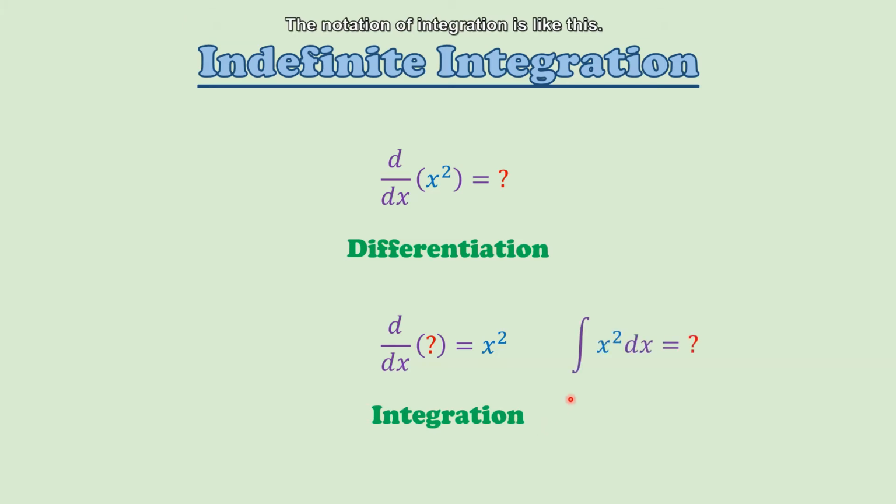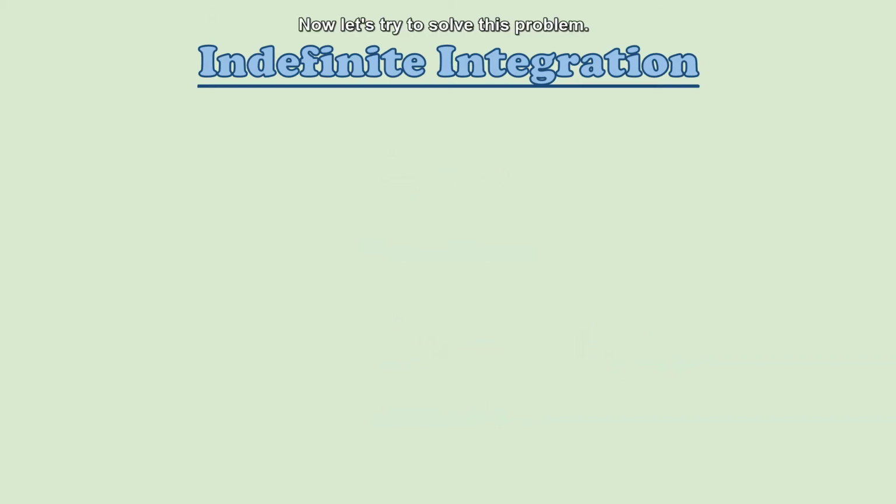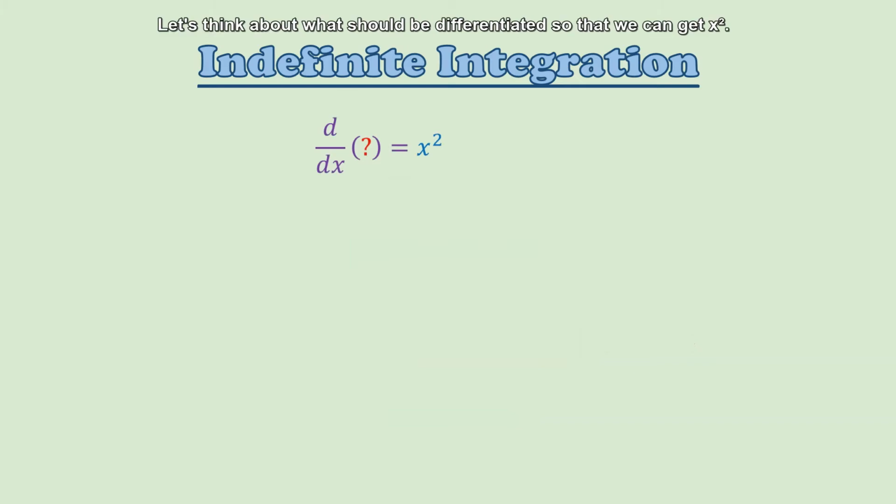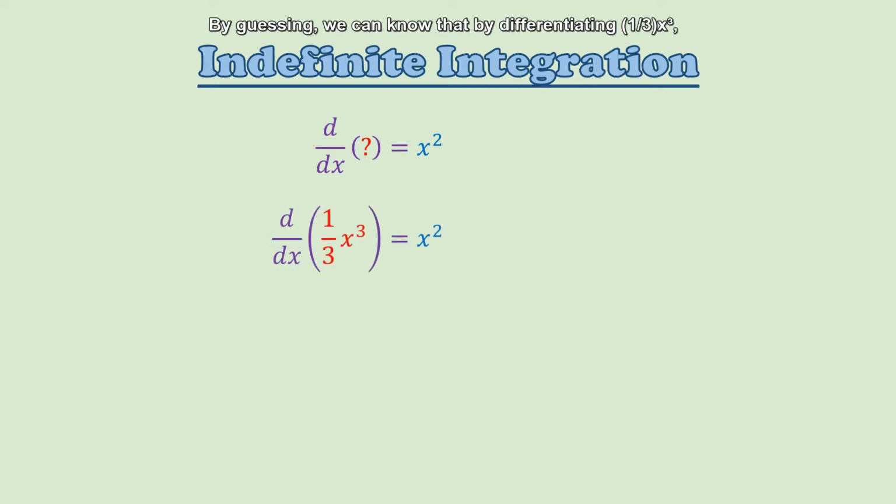The notation of integration is like this. In this example, it means that we want to reverse the differentiation for x squared with respect to x. Now let's try to solve this problem. Let's think about what should be differentiated so that we can get x squared. By guessing, we can know that by differentiating 1/3 times x cubed, we should be able to get x squared.